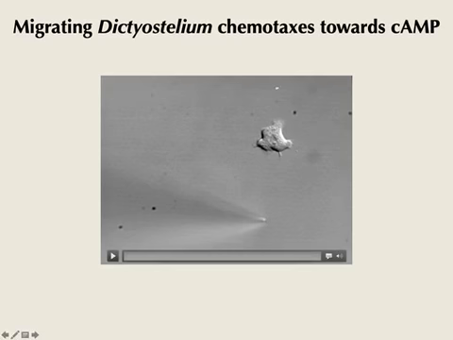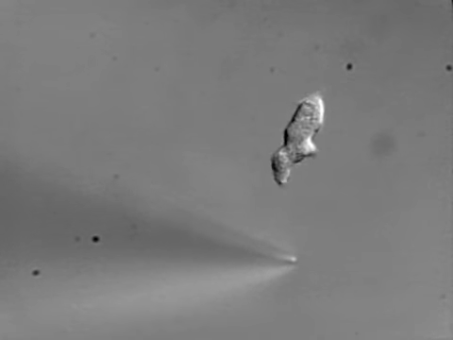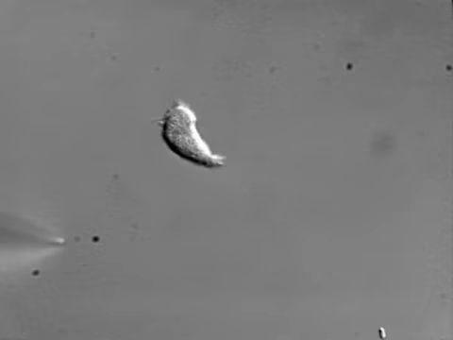All right, so this is a dictyostelium. It's a little eukaryote. And this is a pipette tip. And with this pipette tip, what people are doing is delivering cyclic AMP and seeing where this dictyostelium goes. So they kind of mess with the dictyostelium by moving the pipette tip.